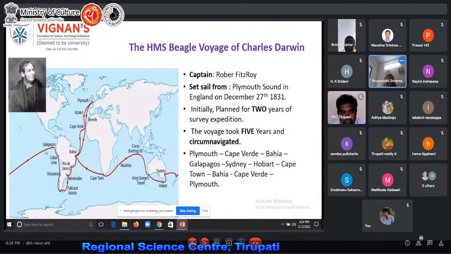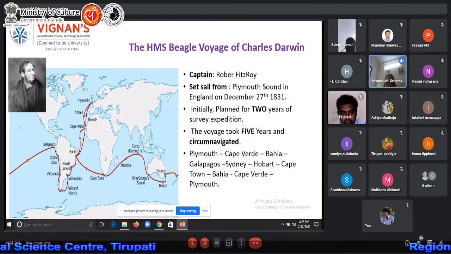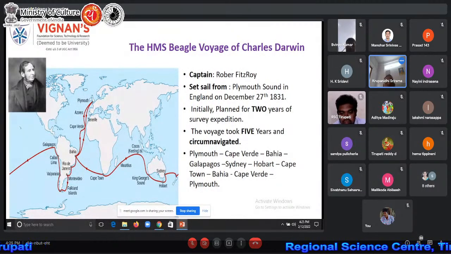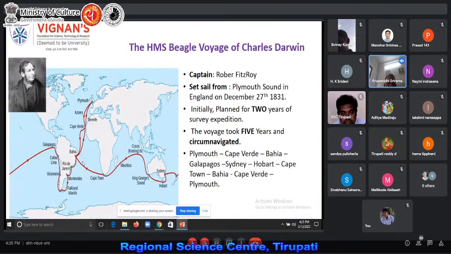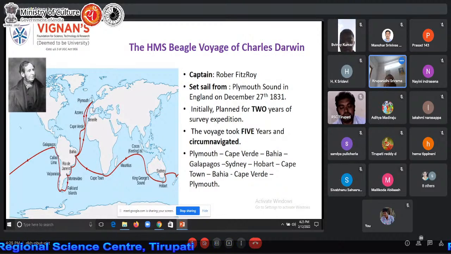From the Galapagos Islands, later in the circumnavigation, he went to Australia, Sydney. From Sydney, he went to Hobart. From there he came down to Cape Town in the south of Africa. From there he went back to Bahia, and then through Cape Verde he went to Plymouth. So that is the route. This route took nearly 5 years, with different climatic conditions, different vectors like mosquitoes, different feeding and all those things. It was God's grace, you can say, that he made this attempt well, came back, produced and compiled enormous data, and gave us the concept of natural selection.